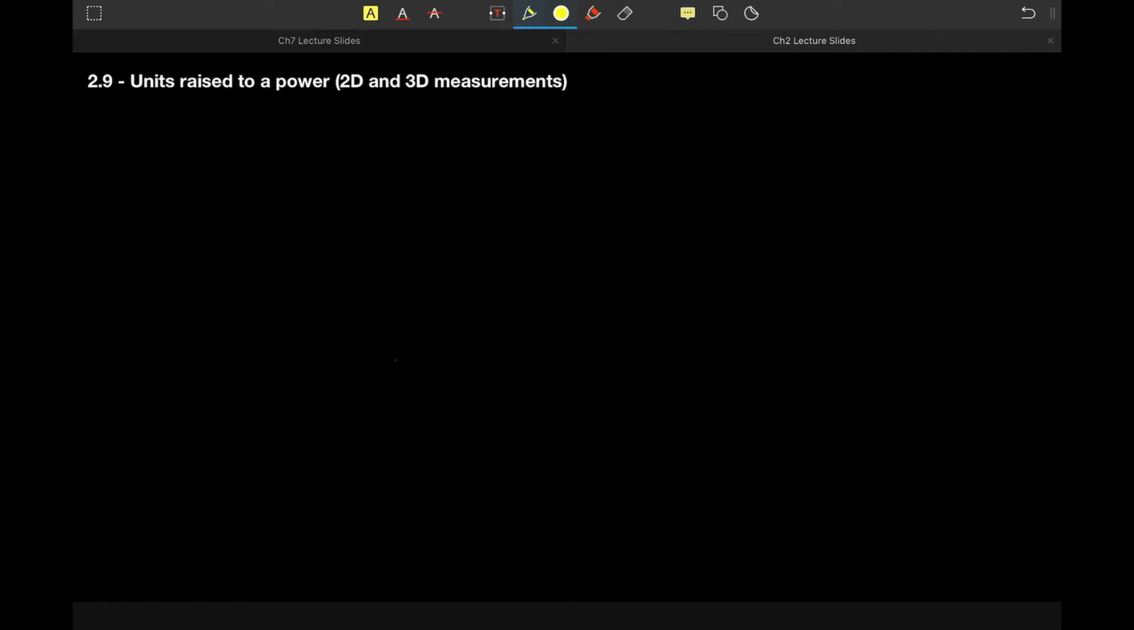Hello, Honors Chemistry, and welcome to Section 2.9, where there's really nothing new. We're just going to take all the conversions we've already talked about and talk about how they're a smidge different if we're talking about 2D and 3D measurements, right?